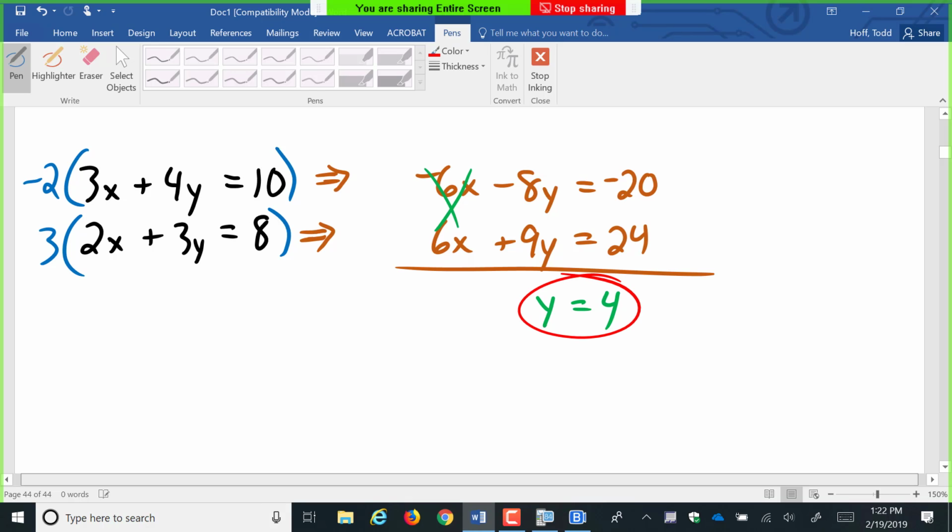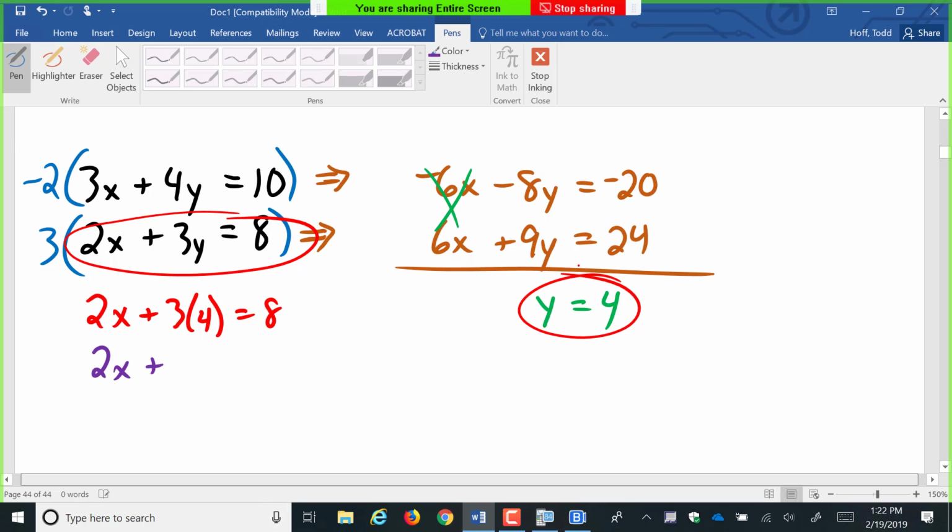We substitute it back in. Did we use the top or the bottom equation? Bottom, top, doesn't matter, right? Let's go with the bottom one since I've got it circled already. So 2x plus 3 times 4 equals 8. I'll just run through it quick. 3 times 4 is 12, so 2x plus 12 equals 8.